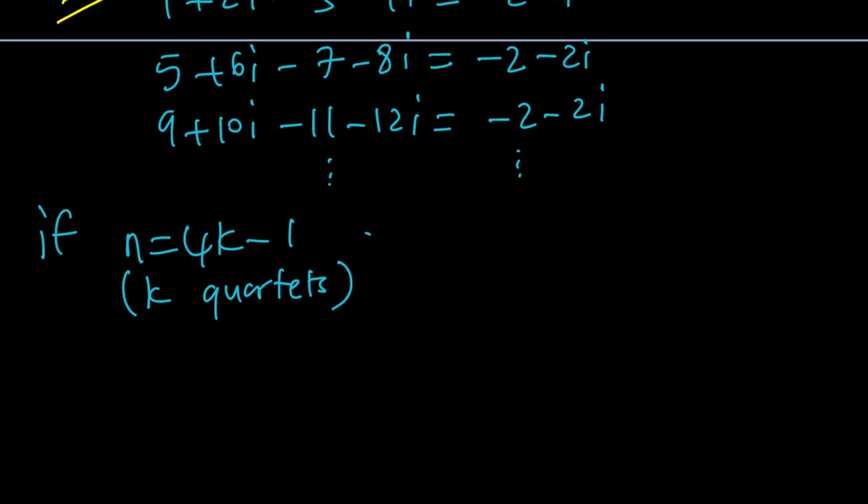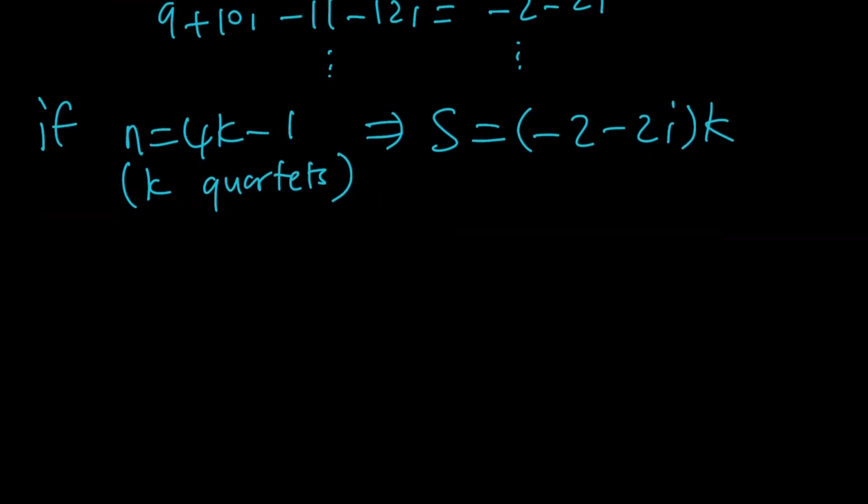And then from here, s, which I call my sum, is -2 minus 2i multiplied by k, because each quartet gives me -2 minus 2i. And if I have k of them, then the sum is going to be k times that. Make sense? But this is just one of the cases, and I'm not going to finish all the cases, but maybe I want to show you one more, and hopefully you can finish the rest.